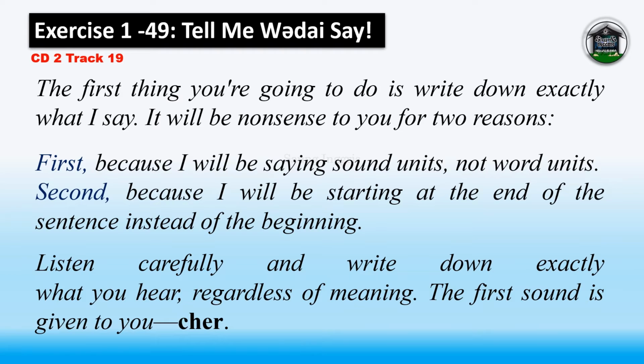Exercise 149. Tell me what I say. The first thing you're going to do is write down exactly what I say. It'll be nonsense to you for two reasons. First, because I'll be saying sound units, not word units. Second, because I'll be starting at the end of the sentence instead of the beginning. Listen carefully and write down exactly what you hear, regardless of meaning. The first sound is given to you.